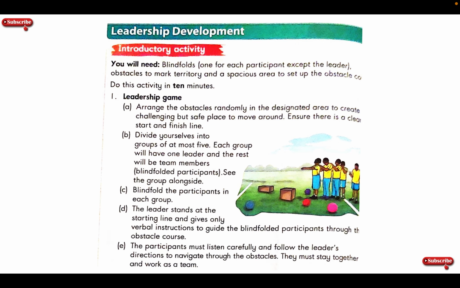Blindfolded participants, see the group alongside. Blindfold the participants in each group. The leader stands at the starting line and gives only verbal instructions to guide the blindfolded participants through the obstacle course. The participants must listen carefully and follow the leader's directions to navigate through the obstacles. They must stay together and work as a team.